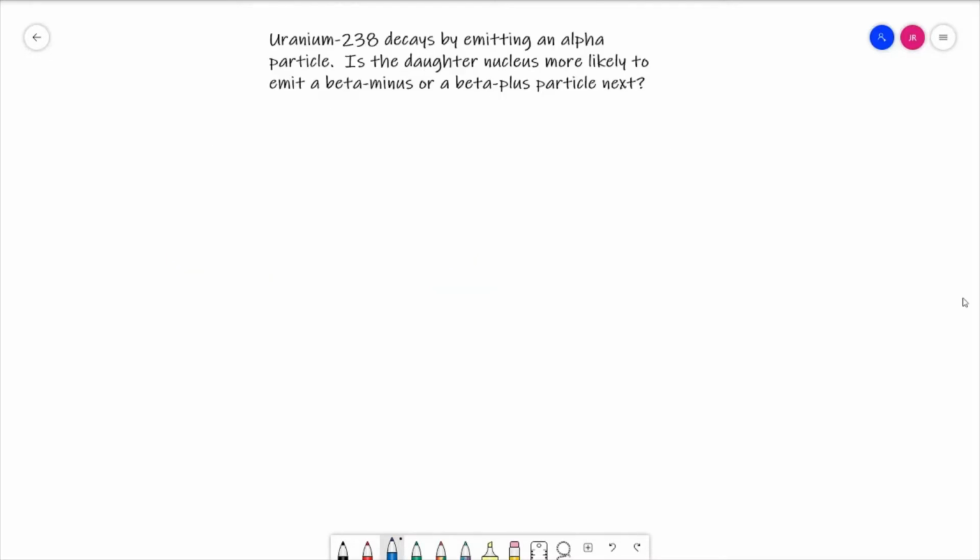On to the question for today then. So uranium-238 decays by emitting an alpha particle. Is the daughter nucleus more likely to emit a beta minus or a beta plus particle next? So this is more of a conceptual question, but again, go away, grab a piece of paper, scribble some notes down and see if you can work out as a 50-50 shot what the answer is going to be.